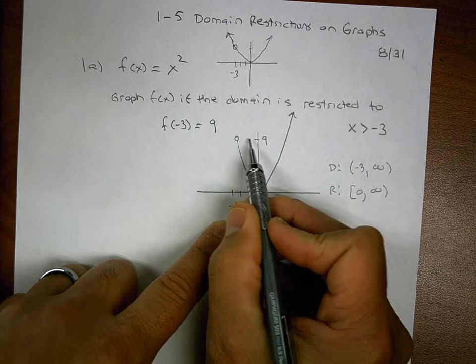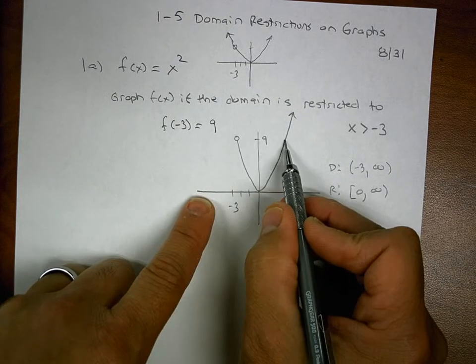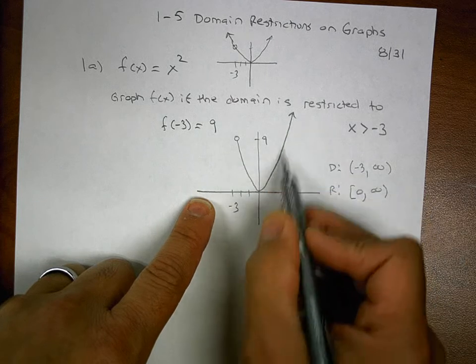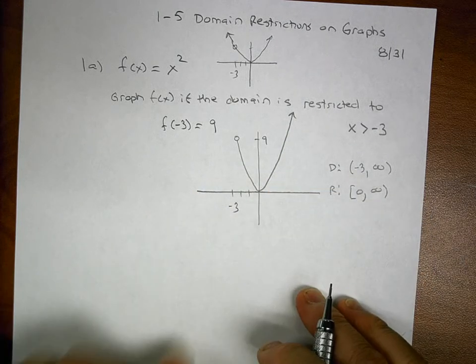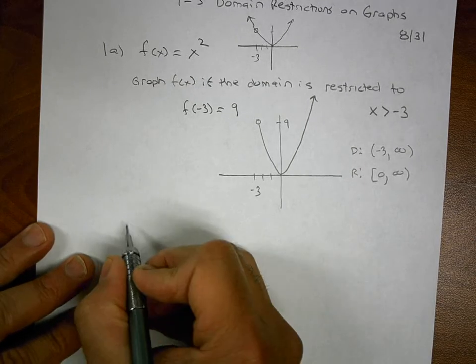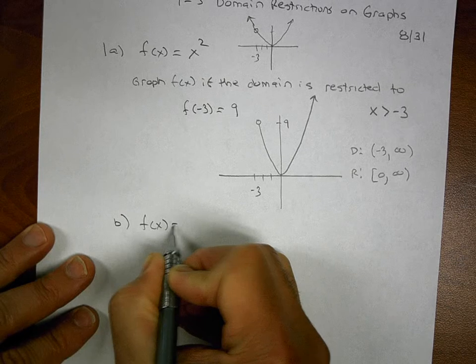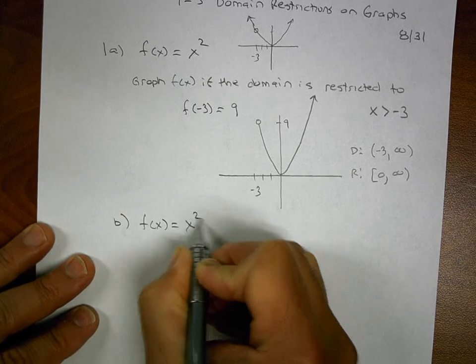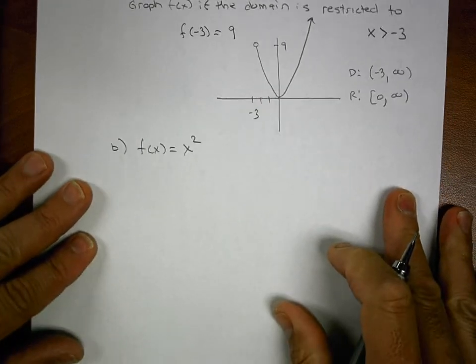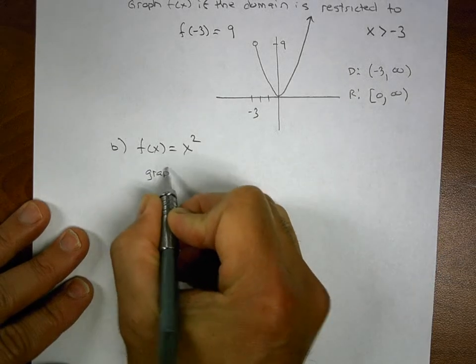We don't have to stop at 9. Good idea, because it's an open circle, but there is a 9 over there, so we just go smooth all the way through there. So there's our range. All right. Okay, let's look at another here. 1b. So same. We still have f of x equals x squared. Okay, we want to graph this same graph.